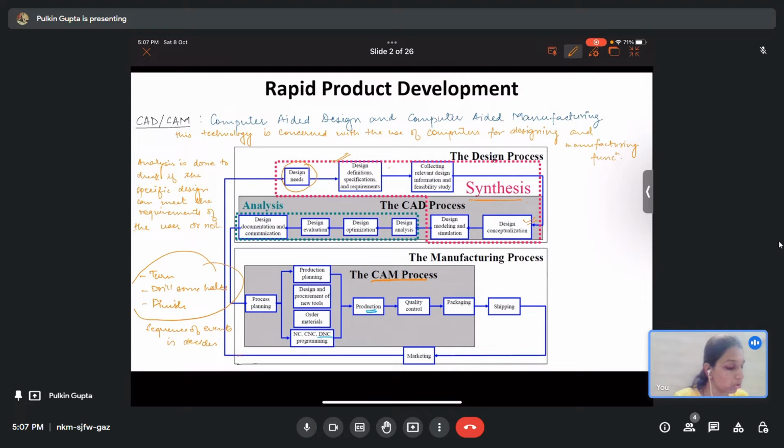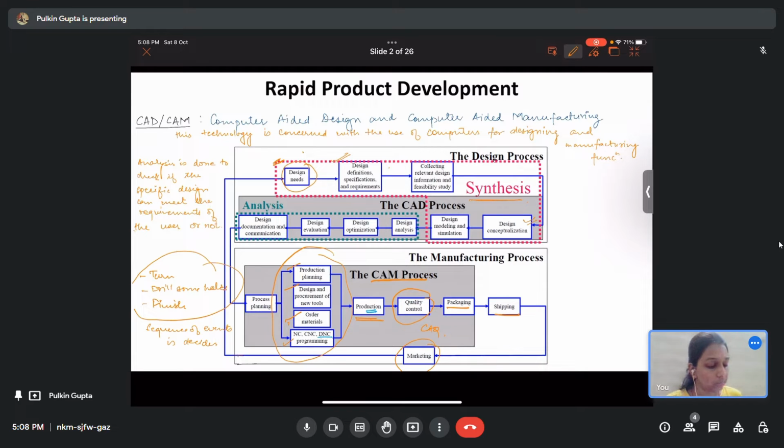Now this process planning consists of production planning, design and procurement of tools, ordering materials, numeric control, computer numeric control or direct numerical control programming. Using all these techniques, the product is finally produced, and checked using CAQ, computer aided quality control or inspection. Once it passes quality control, it is sent for packaging and then shipping, and then it is marketed to the final end user. Based on the reviews, we again have a new design requirement.